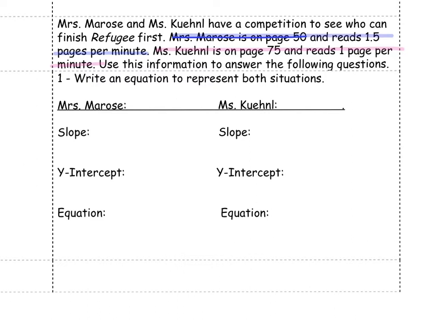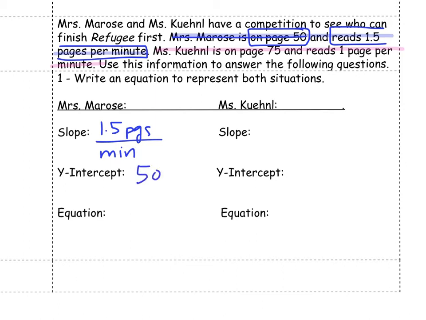First, we have to write an equation for Miss Morose and Miss Kennel. To do so, just like in the past, we're going to start by finding the slope and the y-intercept. Looking at Miss Morose, she is on page 50 and she reads 1.5 pages per minute. I know the rate is going to be my slope. So my slope is 1.5 pages per minute, which means my y-intercept is 50. So my equation is going to be y equals 1.5x plus 50.